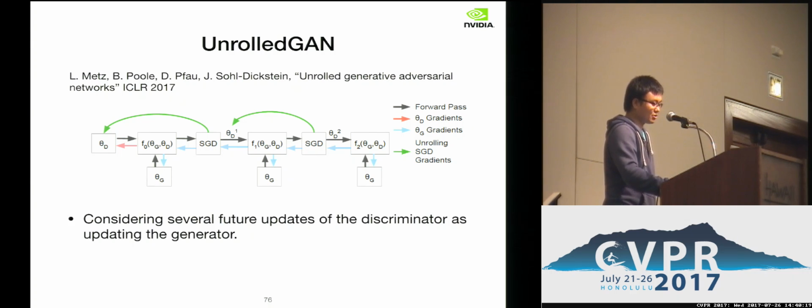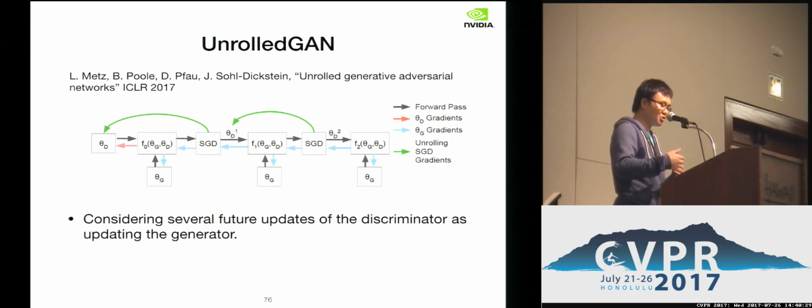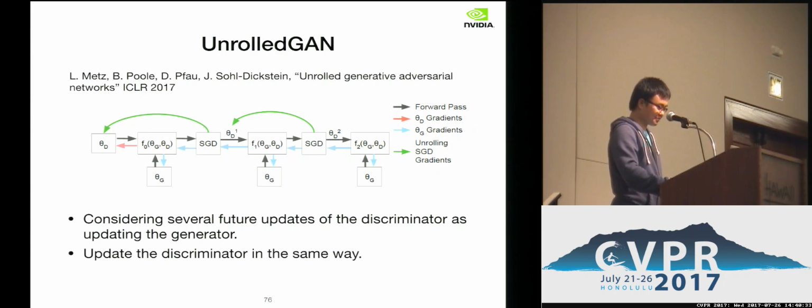So it's kind of predicting what the discriminator might do in response to your change, to help you better change your generation function. And that's how they update the generator. But to update the discriminator, they use the same way.